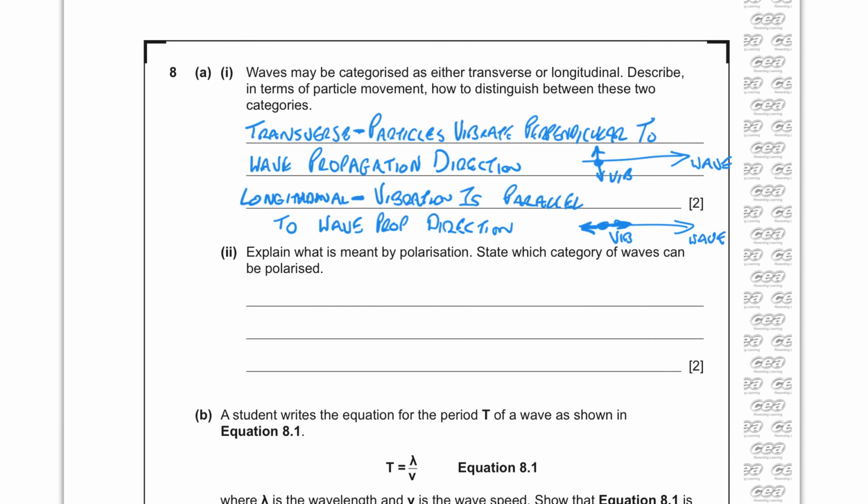Explain what is meant by polarization and state which category of waves can be polarized. Okay, so you should have a simple sentence learnt for this. Polarization is where the vibration direction is confined to the same plane, and this can only happen in transverse waves.